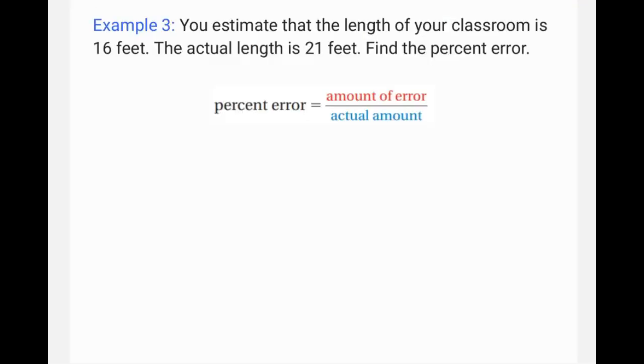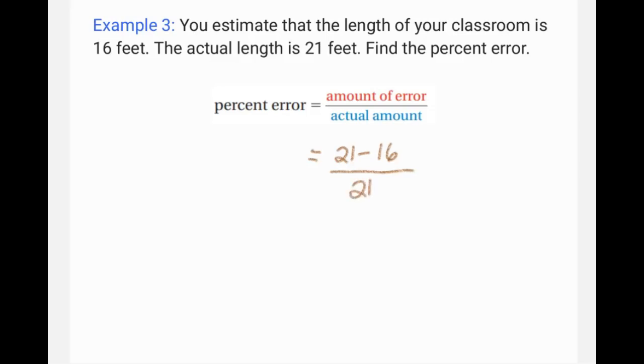Example 3, you estimate that the length of your classroom is 16 feet. The actual length is 21 feet. Find the percent error. So we're finding out what is the error for this. Percent error is very similar to the previous equation. So we're saying the amount of error, which then will be the 21 minus the 16 to find out the amount of error, and then the actual amount. So the actual amount of our classroom is 21 feet.